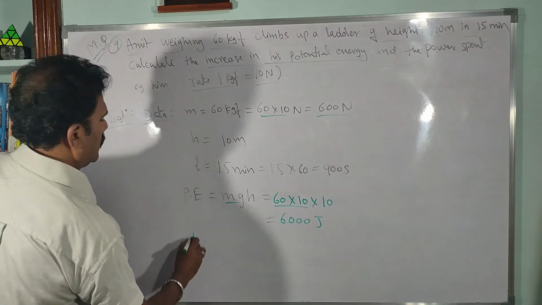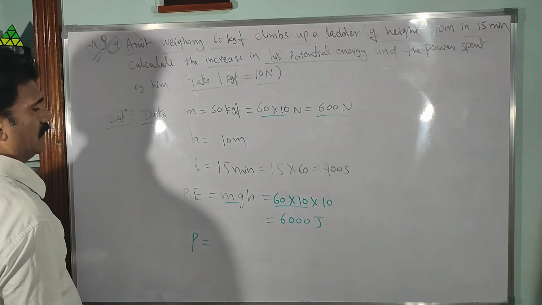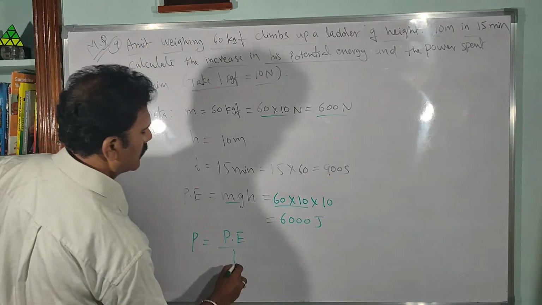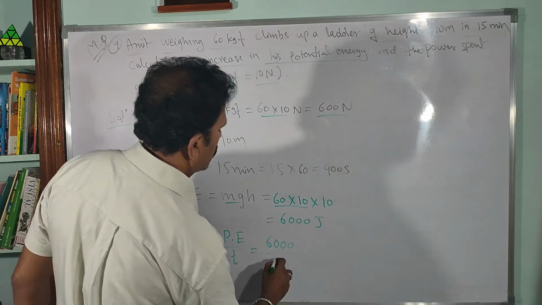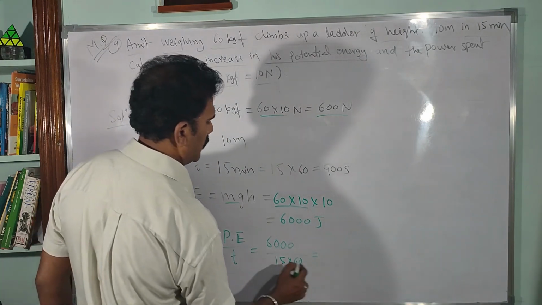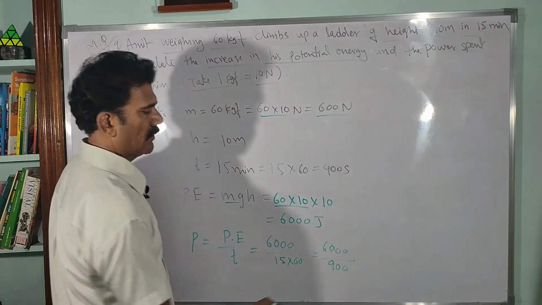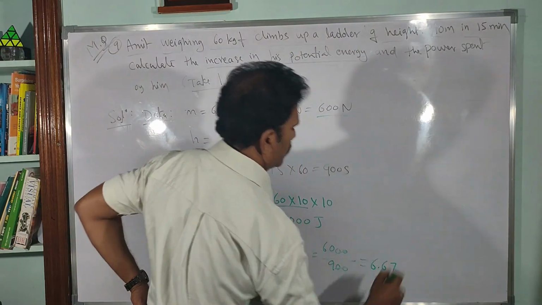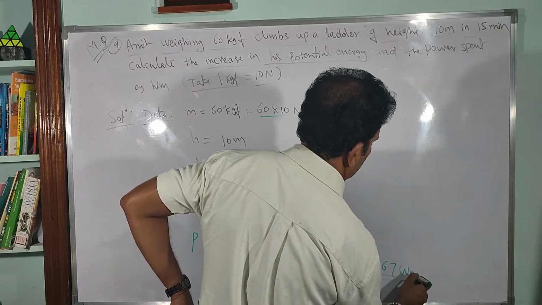Then the power spent by him is equal to the ratio of potential energy to the time. That is T. P is equal to 6,000 divided by time, which is 15 into 60. As I said, it is equal to 900. Let it be 6,000 divided by 900 seconds. I think we can calculate it. 6.67. Okay, 6.67 watts. That's it, right?